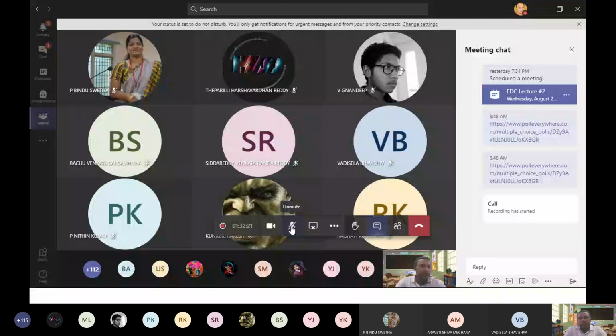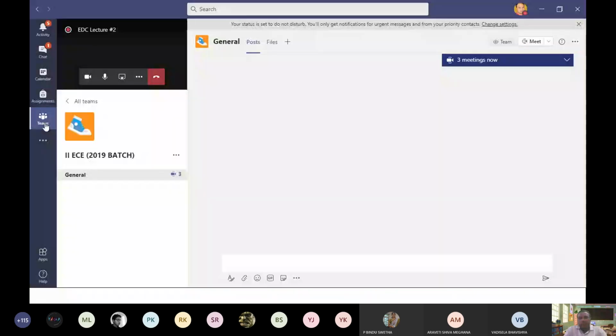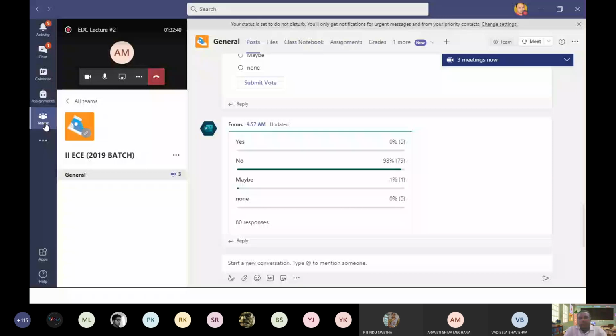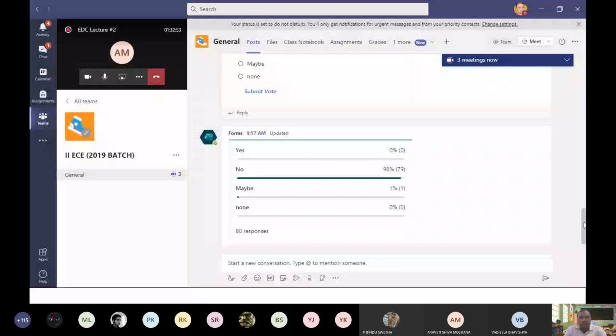See, 130 students are present. But how many are taking the poll? Only 80 responses. Very bad. What are all the people doing, I do not know. You are just logging in on the device and then leaving, I think. It's very bad.